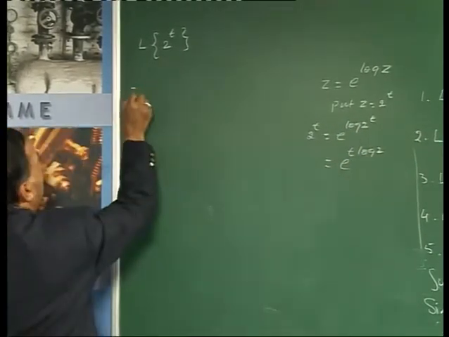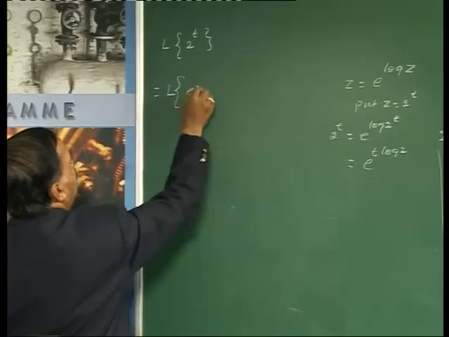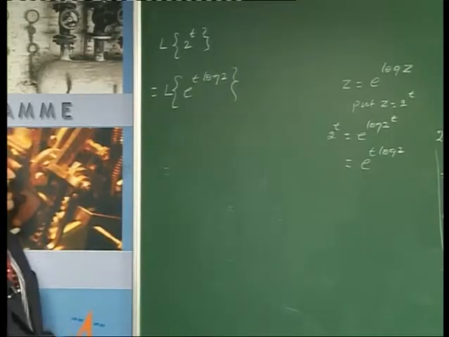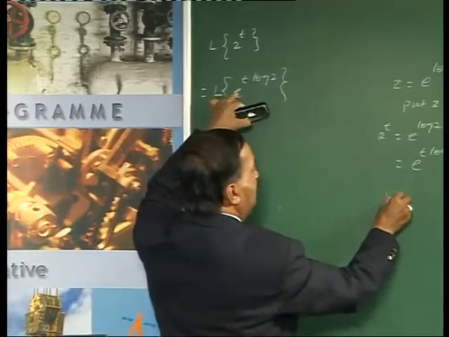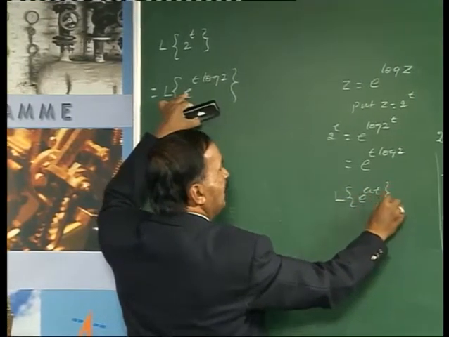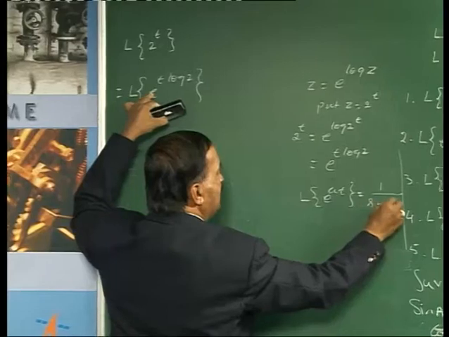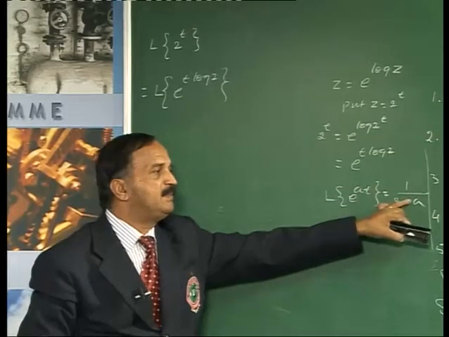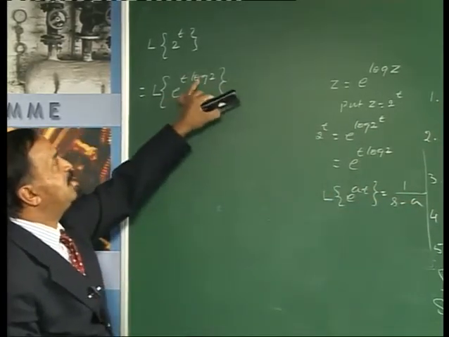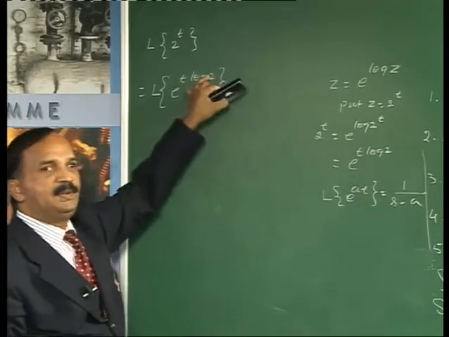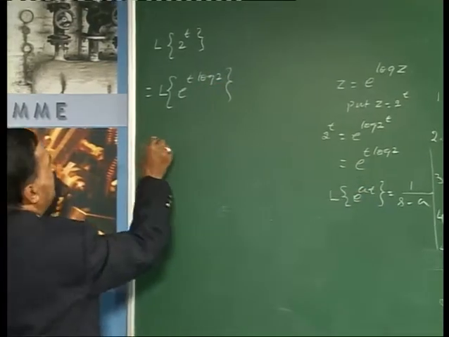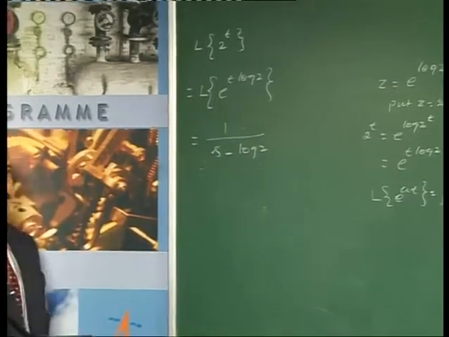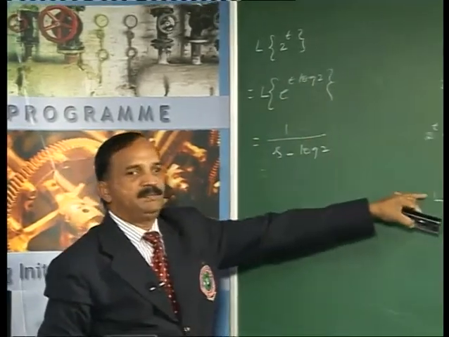So we can write this is equal to L of e to the power of t into log 2. Now clearly it is of the form L of e to the power of at. So L of e to the power of at is 1 by s minus a. Here the coefficient of t is a, so 1 by s minus a. The coefficient of t is log 2, that means put a is equal to log 2, you will get the answer. That means this is equal to 1 by s minus log 2. This is the answer. Just put a is equal to log 2.